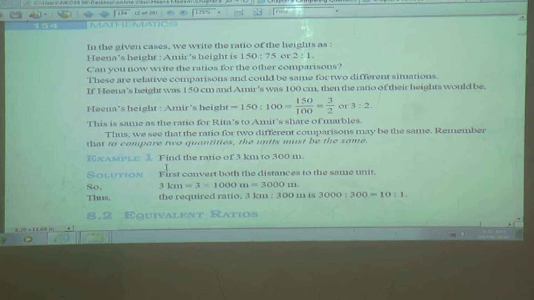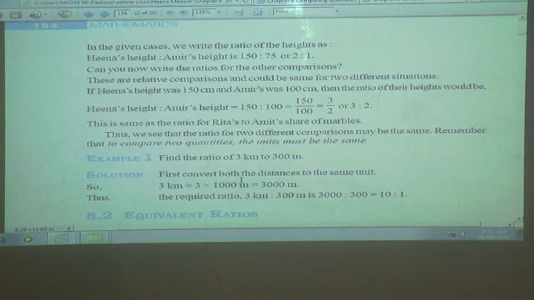Here we have an example. Find the ratio of 3 kilometer to 300 meter. Here the units are different. One is kilometer and one is meter. So what will be the solution for this?